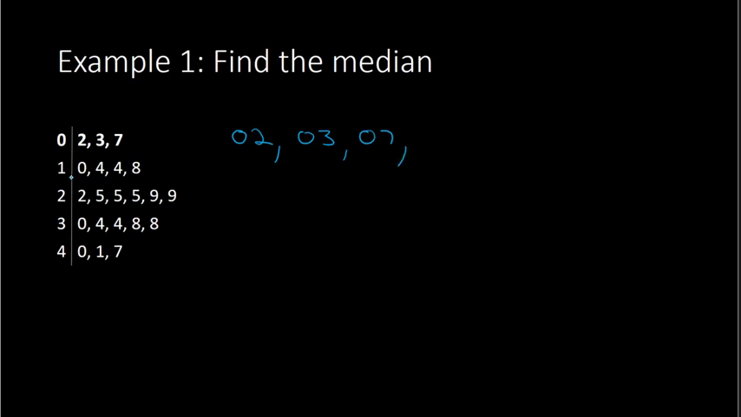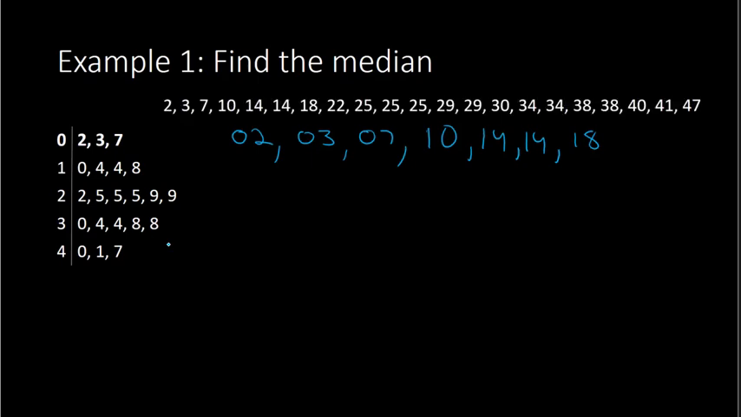And the same thing with the 1. Here we have 1 and 0 to get 10. 1 and 4 would give me 14. 1 and 4 again would give me another 14. 1 and 8 would give me 18. And I can keep going where I have 2 and 2 to get 22. I have 25, 25, 25, 29, 29. And with a 3 we have 30, 34, 34, 38, 38. And with the 4 we have 40, 41, and 47.